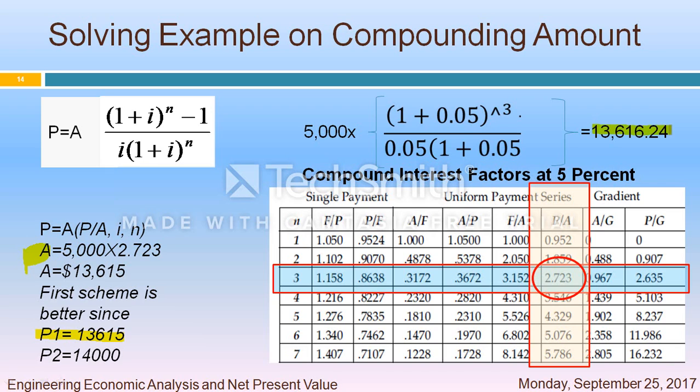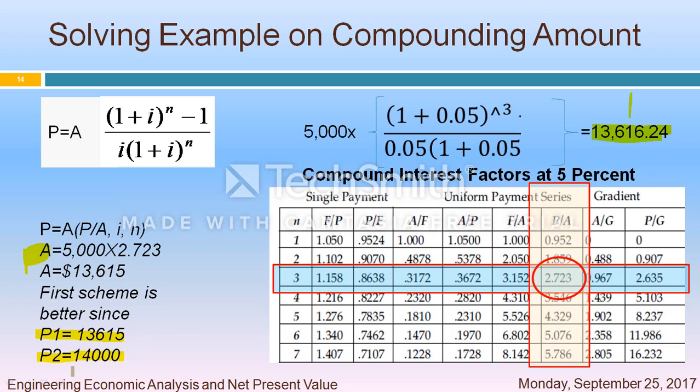13,616. That means if you pay 5,000 at the end of each year for 3 years, the value of this money today is 13,600. This value of money is 13,600 because you're paying it in the future. There is the interest and there is the depreciation. So P1 is 13,600, while P2, which is the direct pay today, is 14,000. So which scheme do you select, which scenario do you prefer?